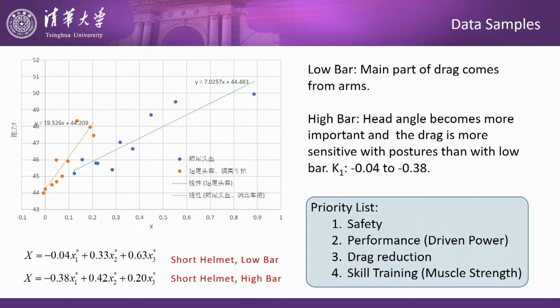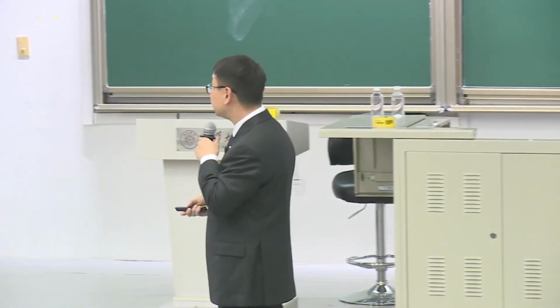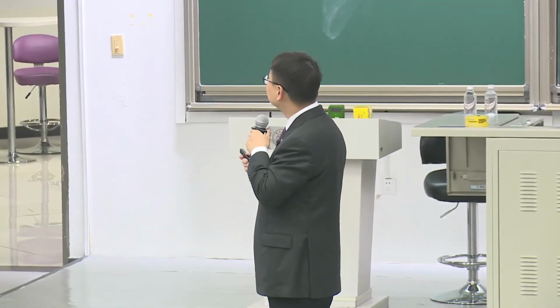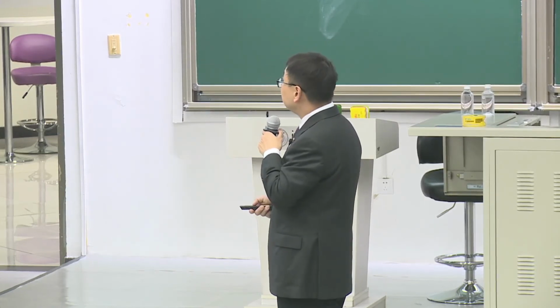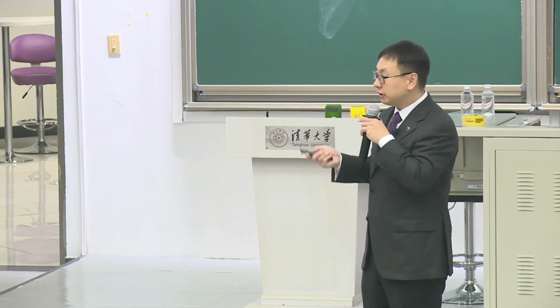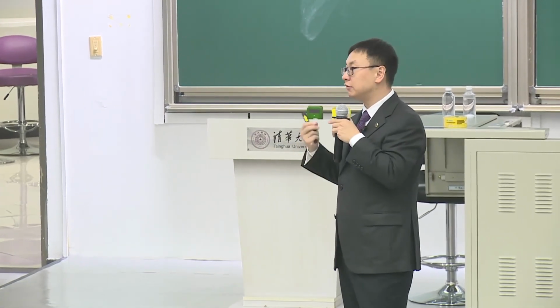Okay, and we can see this one. This line is the higher bar. This line is a regular bar. We found that it can give out the smaller drag at the best situation. So this means we can use this equipment build to achieve better performance, but it's harder, because it's more sensitive to the gesture.